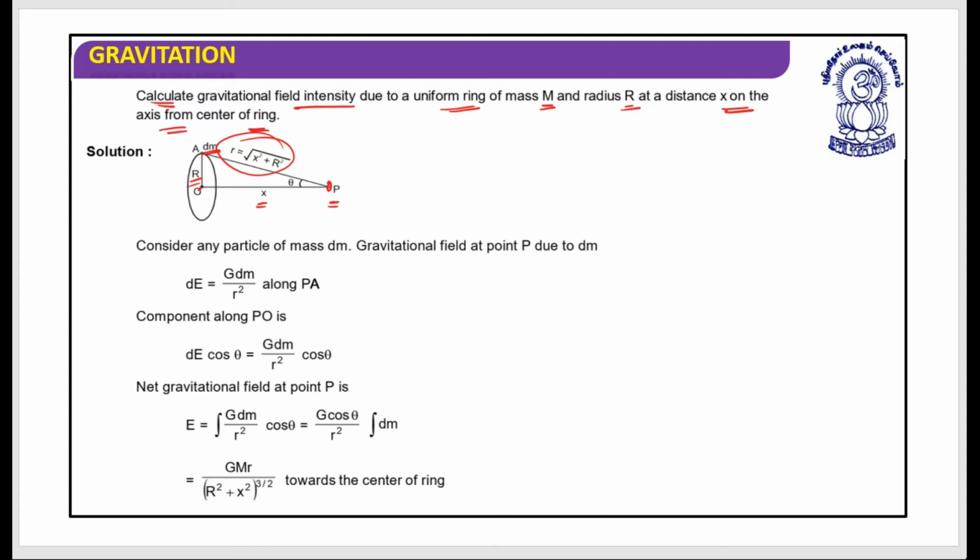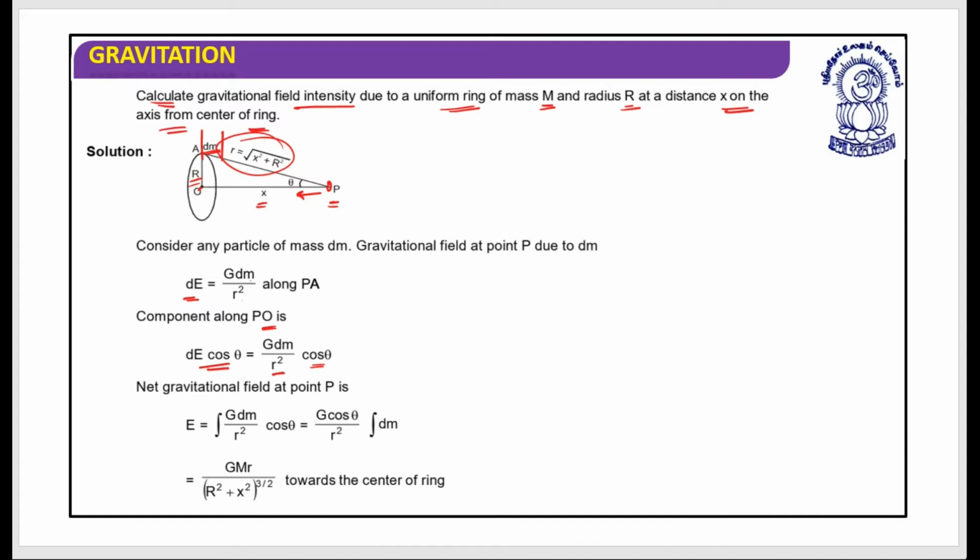First, I'm going to take a smaller segment, and I will call that mass dm, and I will write the gravitational field for it. That could be written as dE is equal to G dm divided by r square, and that is along the direction of P to A. Because it's a gravitational field, it is always attractive in nature, so it will always be towards the center. If I take the component along P to O, that could be written as dE cos theta, which equals G dm by r square into cos theta.